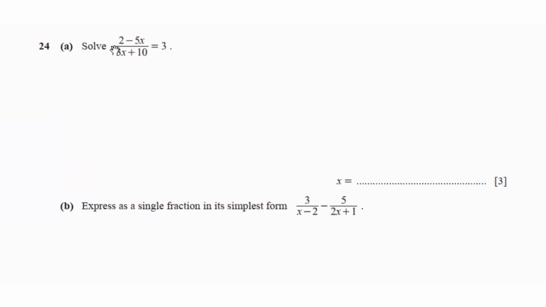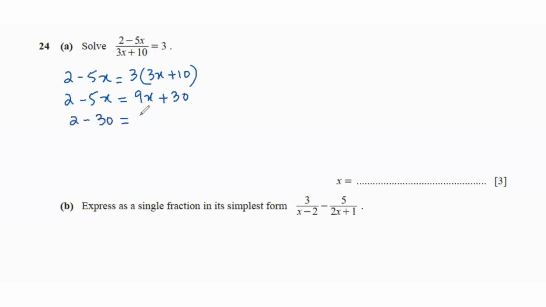24 says solve 2 minus 5x over 3x plus 10 equals to 3. So we get rid of the fraction by cross multiplying. 2 minus 5x equals to 3 times 3x plus 10. 2 minus 5x equals to 9x plus 30. Collect the like terms on each side. So 2 minus 30 equals to 9x plus 5x. Negative 28 equals to 14x. And negative 28 divided by 14 is negative 2.